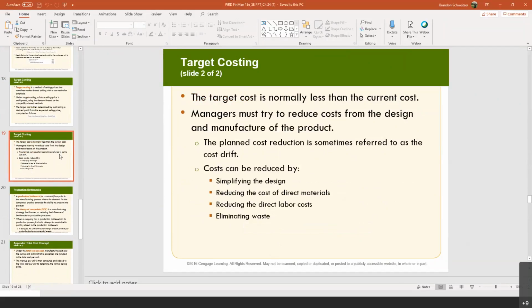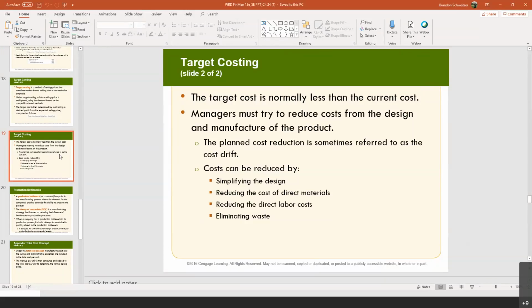So managers must try to reduce the costs from the design and manufacturing of the product. Again, if I simplify the design, that should hopefully reduce the cost. It's kind of like in the auto manufacturing world. They try to simplify things in order to reduce costs. So that's why you only see a few buttons in the cars, right? That makes it simple. And so making a few buttons instead of a lot of buttons makes it simple. Therefore, the cost is lower.